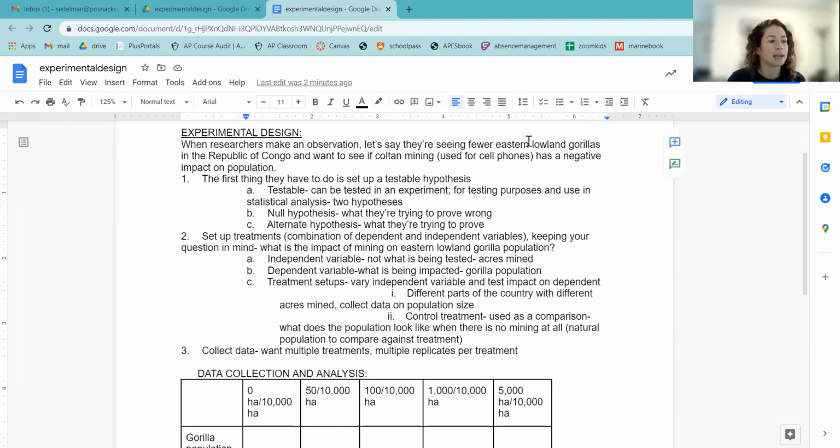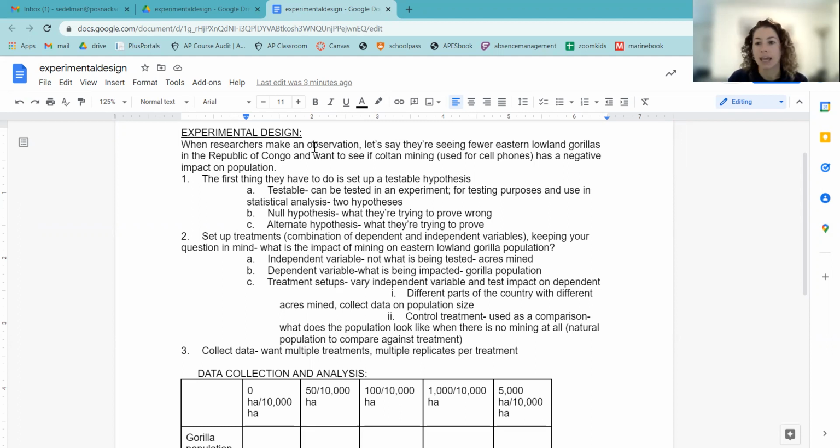So for example, let's say a researcher is seeing fewer eastern lowland gorillas in the Republic of Congo. In the Republic of Congo, they're doing a lot of mining right now for this mineral called coltan, which is used for cell phone production. So lots of cell phones being made, lots of coltan being mined, a lot of destruction of the lowland gorilla habitat. So the researchers want to see what exactly the impact is. They think that there's a negative impact, but they want to be able to collect data so that they can say for certain that this is what it is.